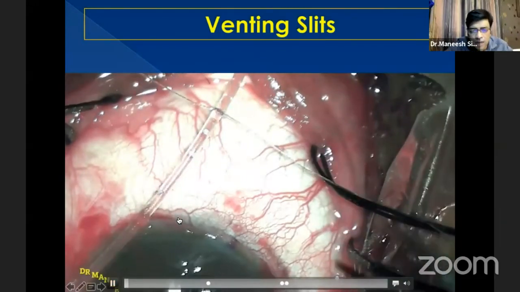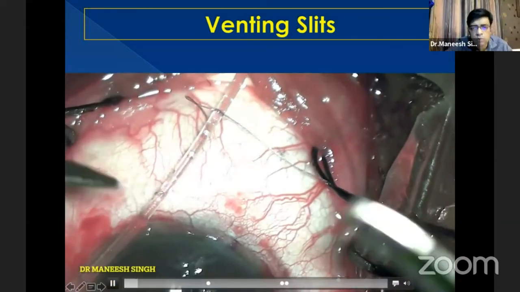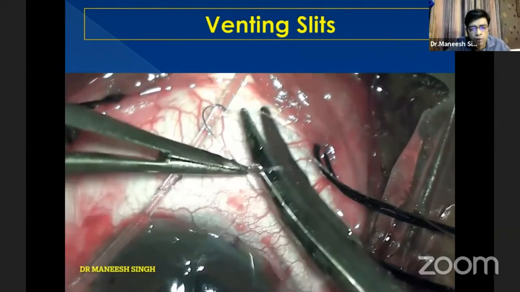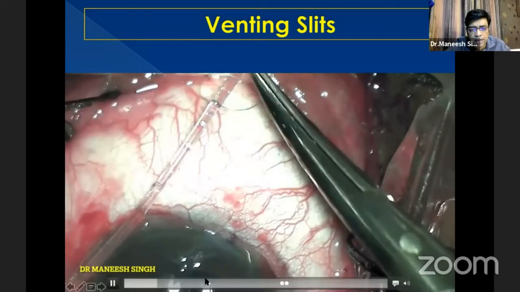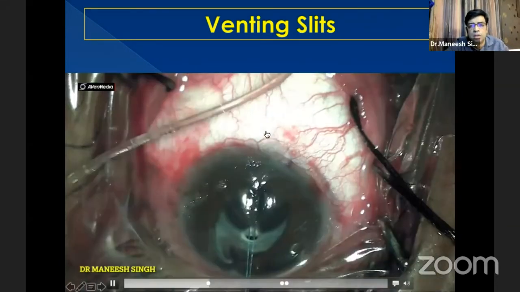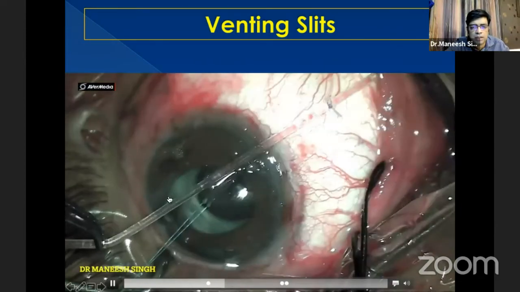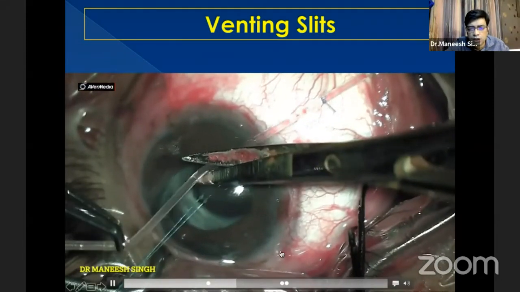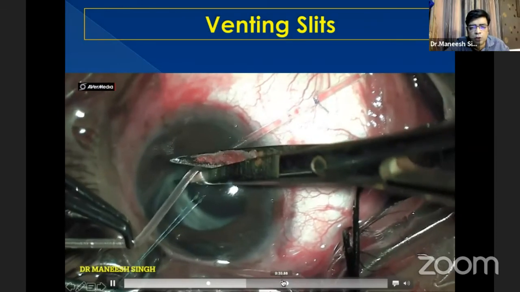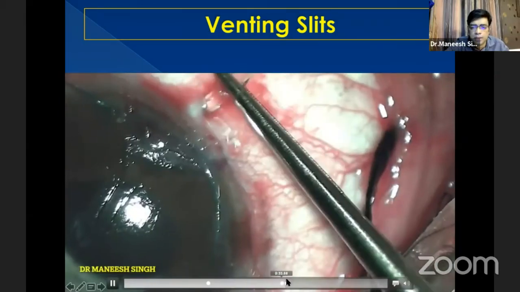Nowadays, whenever we are doing a Rd valve, what we are doing is putting some venting slits. For example, you can see I have secured the tube. I am injecting fluid, and I can see the tube is totally blocked. It is non-functional. I'll cut the tube and insert it into the anterior chamber.